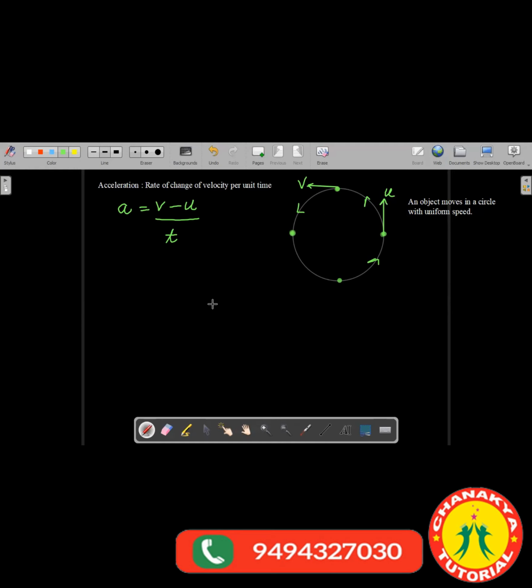Okay. So we find here that there is no change of speed, but there is a change of velocity. There is a change of direction. So how do we find acceleration here? We have to find out v minus u. Let us see, going step by step, we need to find out v minus u. How do we find v minus u?